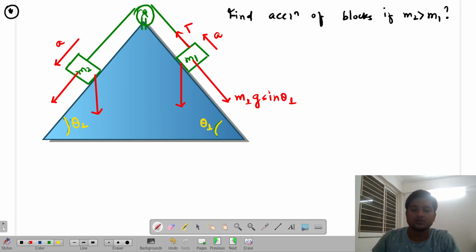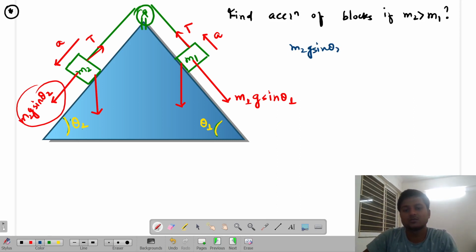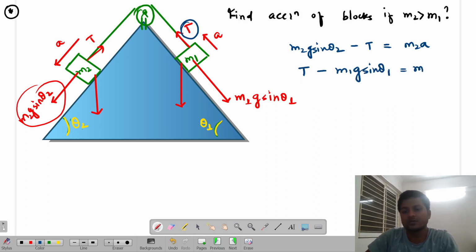Okay. So that is my m1g sine theta 1 then. Now for m2g, this will be what? m2g sine theta 2. Are you able to get me or not? And same tension T. Is that clear? So basically equation will become what? Since m2 is bigger than m1, so the pulling force is m2g basically, this side. So equation will be what? m2g sine theta 2 minus tension T is equal to m2 into acceleration A, and this will become tension T. For mass m1, T is my pulling force, so T minus m1g sine theta 1 is equal to m1a.